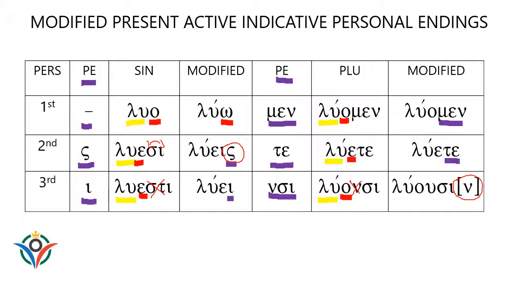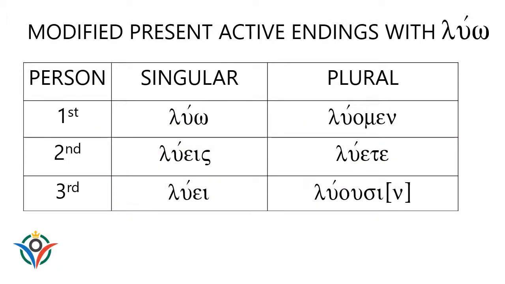So I hope that is not very technical, but simply explains to you how we ended up with our modified personal endings. I realize that we have taken a periphrastic or roundabout way to get to this point, but I think that it was important for you to understand, first of all, what the actual present active endings are, as well as to see how they've undergone modification. So with that background knowledge now, I'm going to present you with the modified present active endings using the example of luo, and these are the endings that you are going to have to learn.